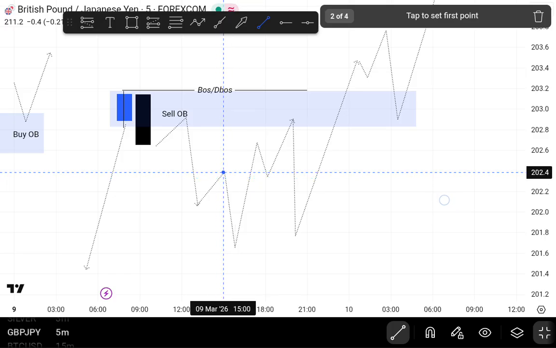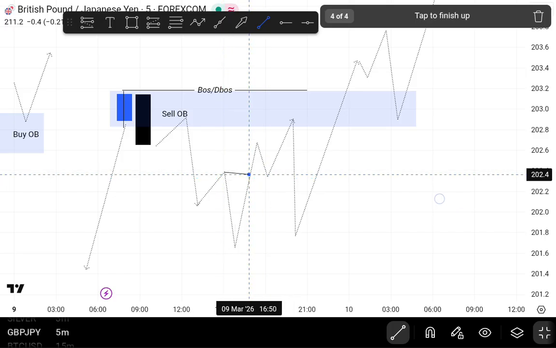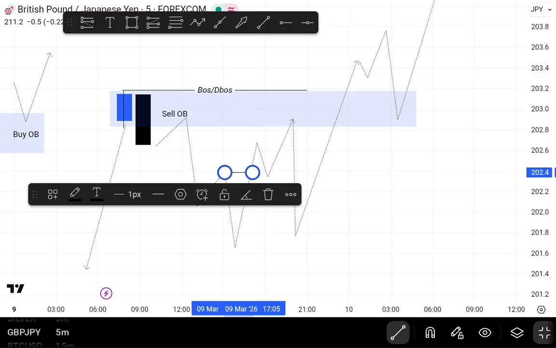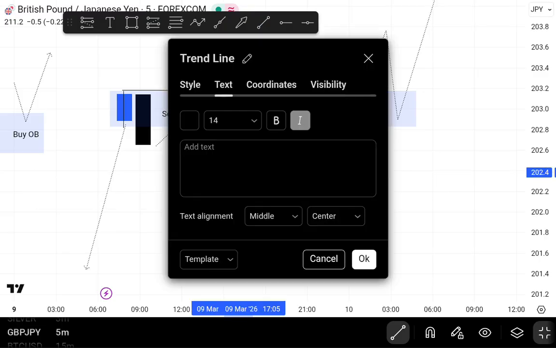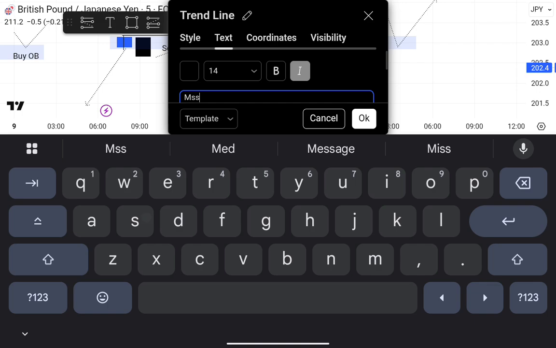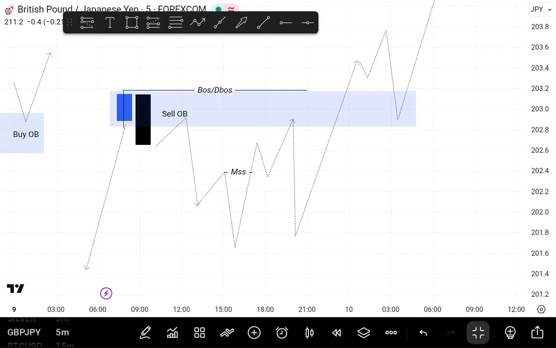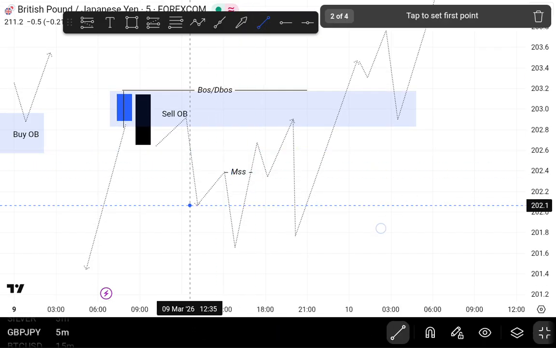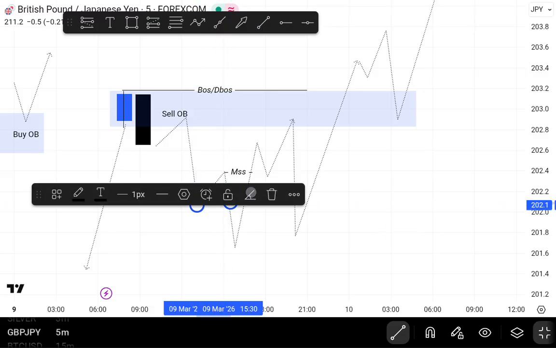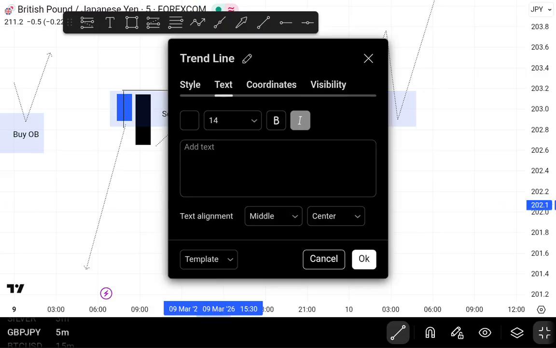break this recent lower high. For an MSS, call it MSS. And that is the only one that has broken the recent low. That's when you break the recent lower low, breaking below the recent lower low.